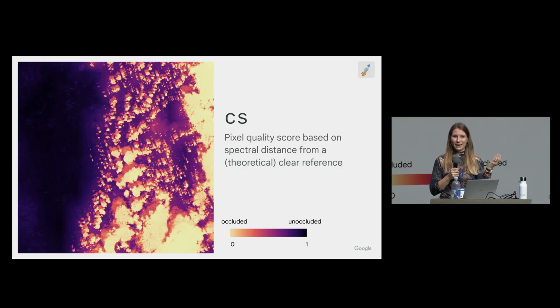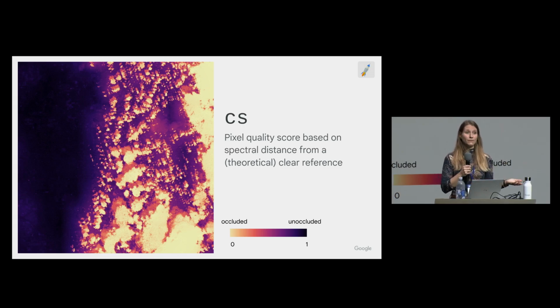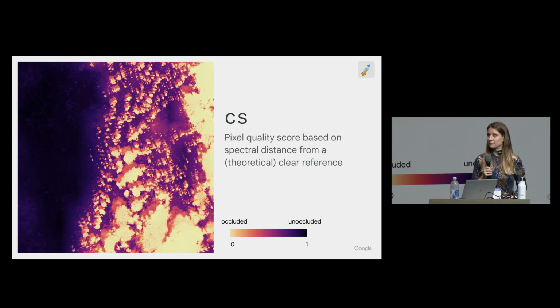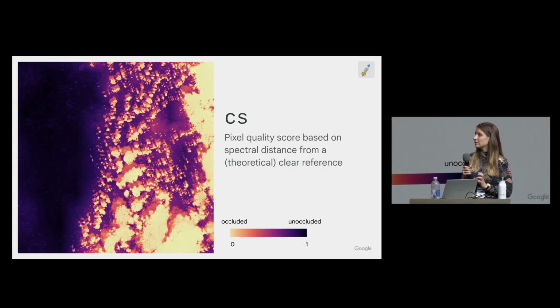And we've been saying cloud score. Cloud score is actually a 2-band image in the collection that we're launching. And you have 2 different scores that you can choose from. There is a band named CS, cloud score. This is the actual pixel quality score.